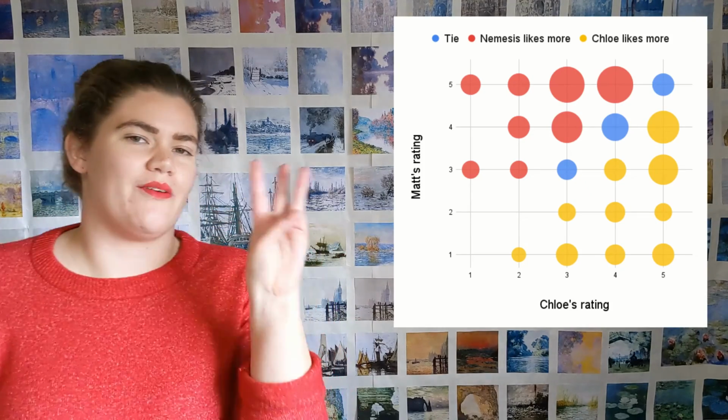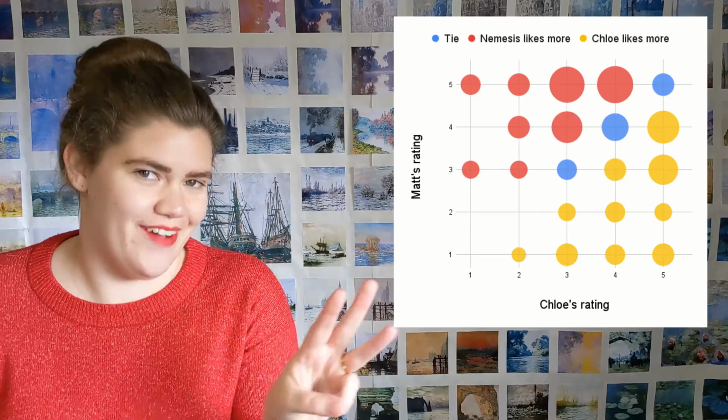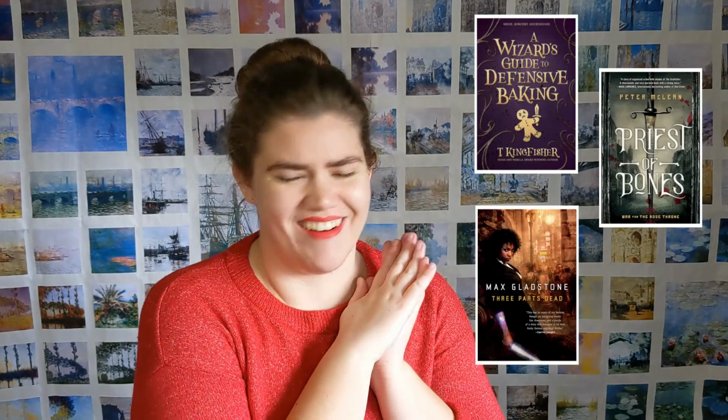Last time I did this experiment, I read 3 books, and they were a 4, a 5, and a 5. So let's try this again. So in this video, I'm going to be reading 3 books that Matt hates, which are A Wizard's Guide to Defensive Baking, The Priest of Bones, and 3 Parts Dead. These are all books that he's given 1 or 2 stars, and we're hoping these are going to be my new 5 stars. Let's go.